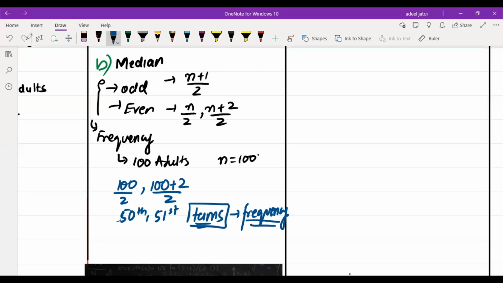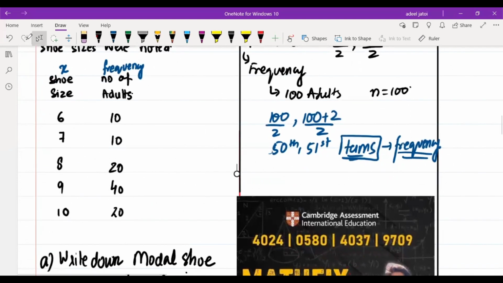These terms will be through what? Frequency. So, I need to understand where the 50th and 51st frequency lies in the data. If I see that your frequency starts from here, 10. If I add this 10 to this 10, here we'll get 20 frequency. And if I add this 20, that means till here I'll have my 40 frequency in total.